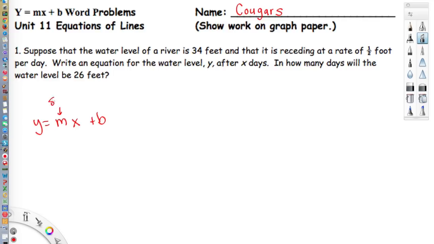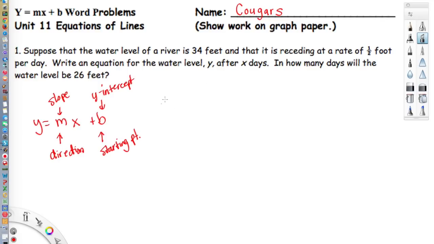M represents our slope, which actually gives us the direction of our line. B is our y-intercept, which is really a starting point of our line. Now, our line will go right through the y-intercept, but it gives us a good place to start. We've got to start somewhere with our line. It's continuous in both directions.